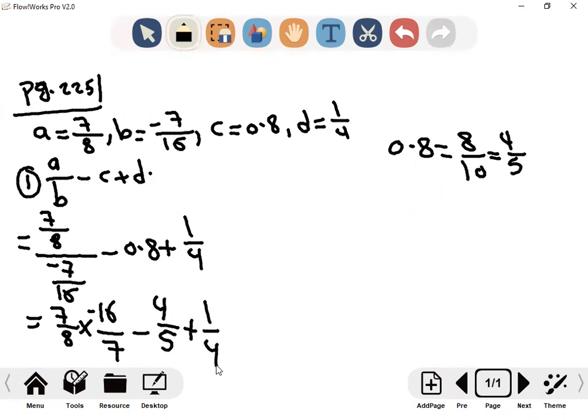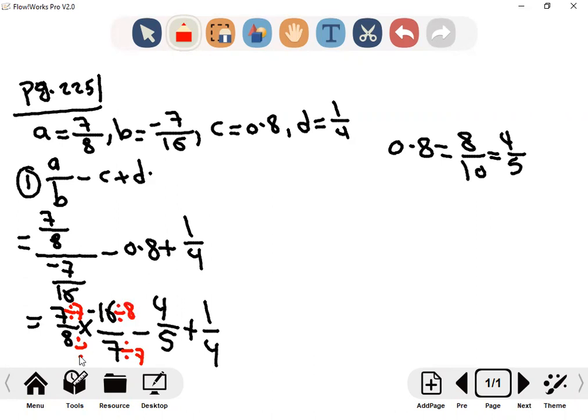Ready. Now we have multiply, subtract, and add. What do I need to do first? Multiply. We can cross the 7 with the 7, the 8 with the 16. Do multiply and simplify, you will have the same answer. But why do we cross? To make it easy for us. Here 8 and 16 both can divide by 8.